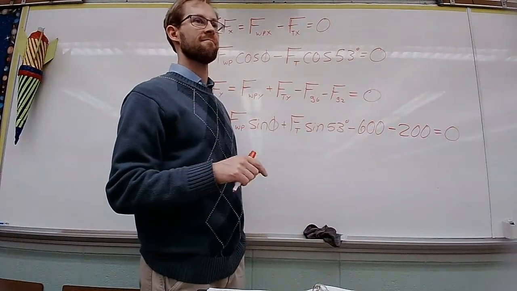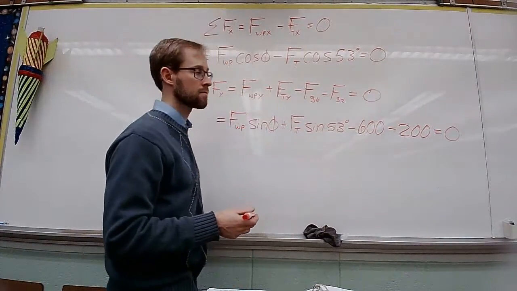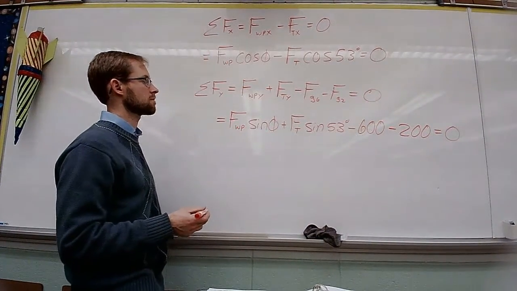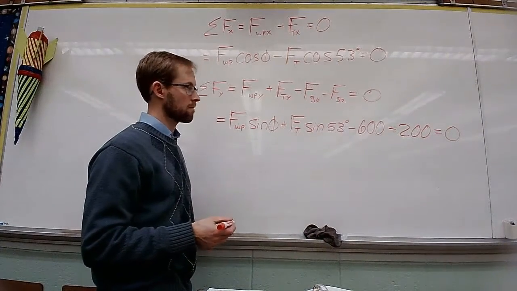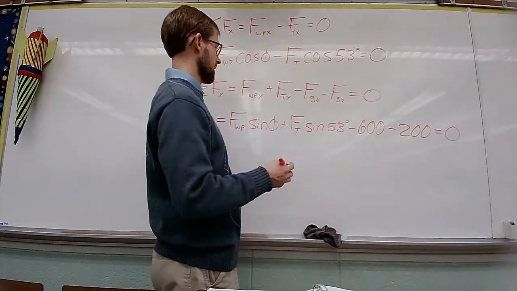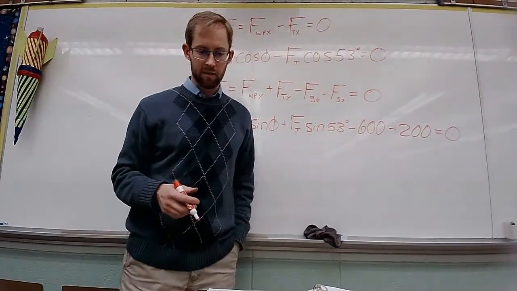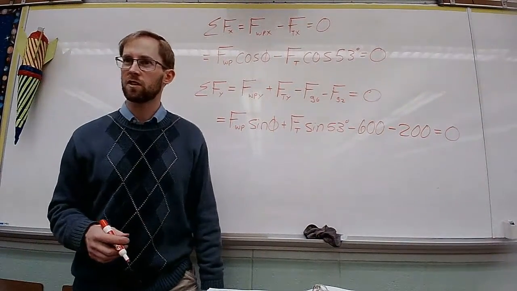So would that be FWP sine phi plus FT sine theta minus M6G? Yep. Minus M2G? Yes, absolutely. So, look at this. We've gone as far as we can, and we still have two equations with three unknowns, and that sucks.